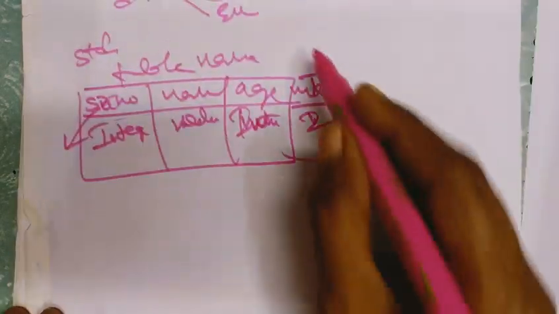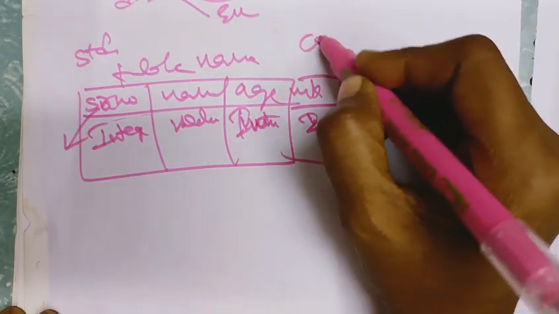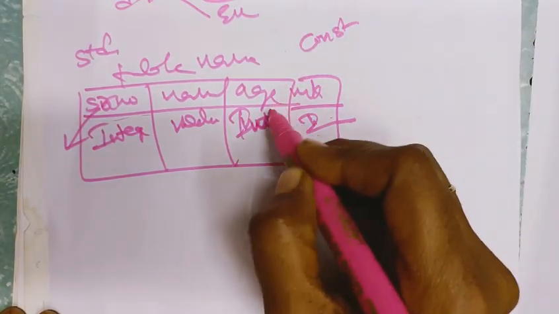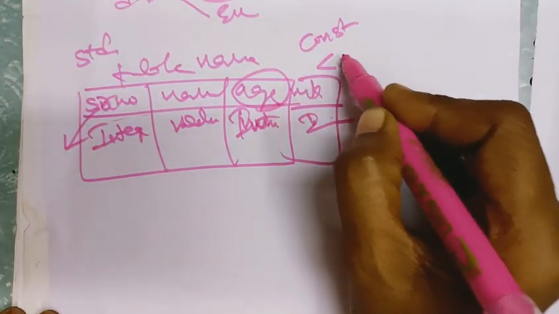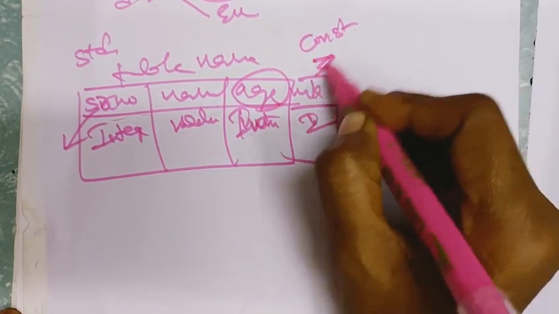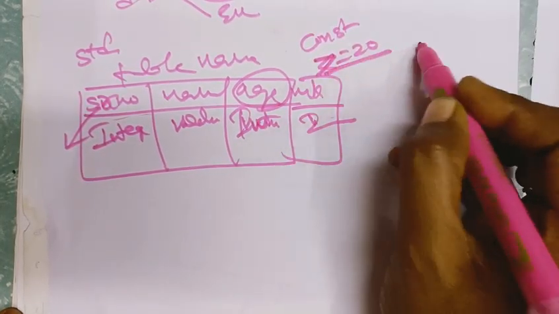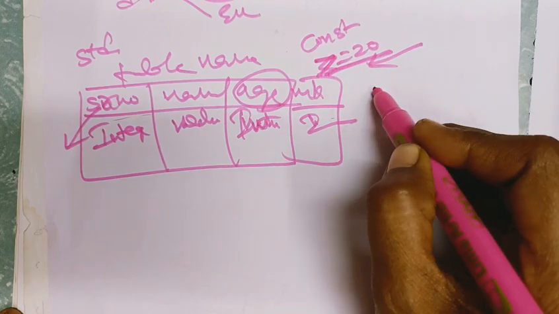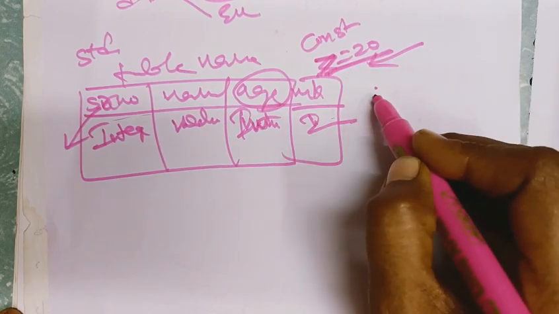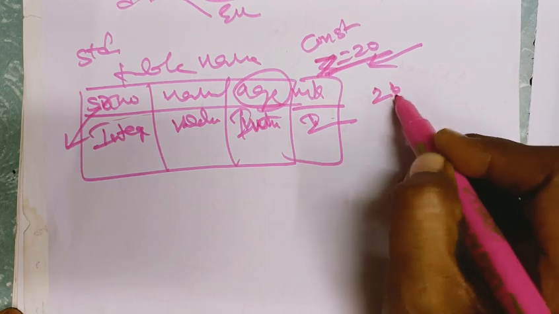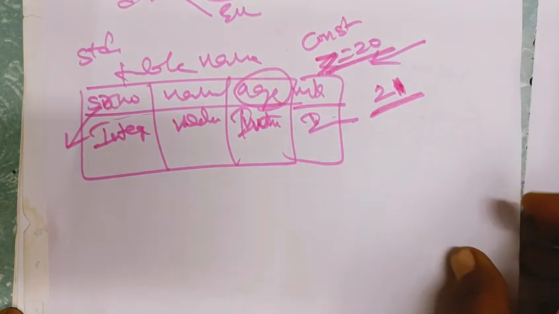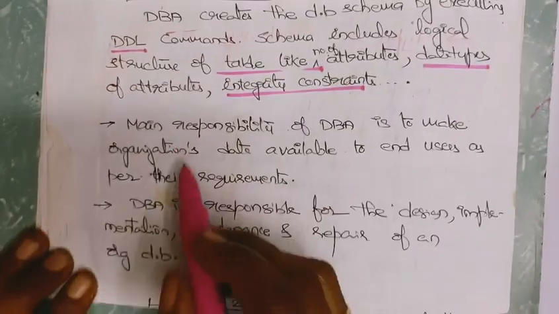What do you mean by integrity constraints? A constraint is nothing but a condition. For example, age should not be greater than 20. Means student age should not be greater than 20. If you mention age greater than 20, it doesn't accept it like that.